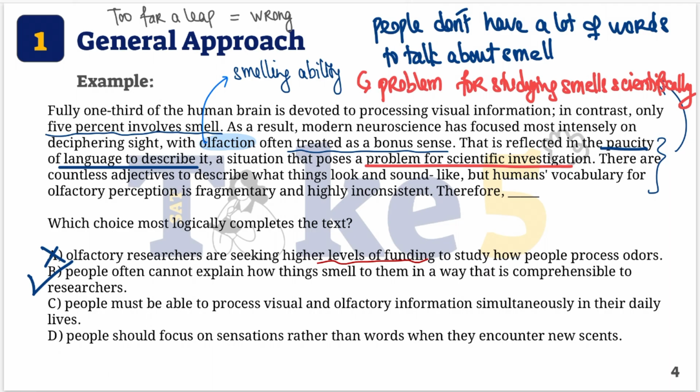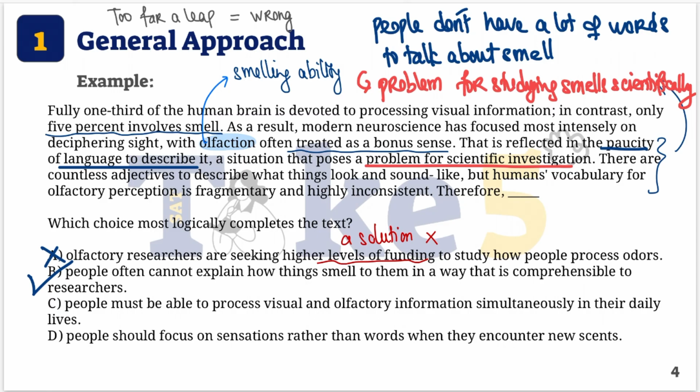Just because the scientific investigation is hindered by how people describe smells, you don't need to find a solution to these existing problems. That's not a must-be-true logical conclusion that the SAT is looking for. C draws a way too big conclusion from one detail instead of sticking to the main idea, or it lacks the necessary condition. Sure, it indicates that a much larger portion of the brain is devoted to vision and that people do not think about smell as much.